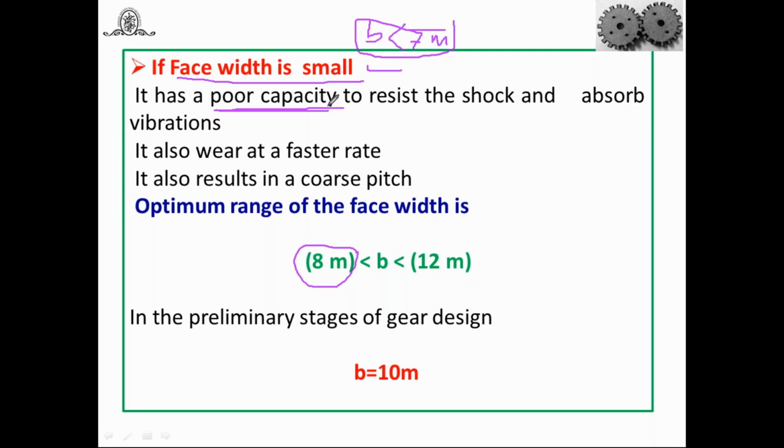And if the face width is small, the wear rate is faster. This is another reason, and it results in a coarse pitch also. There are two pitches, fine pitch and coarse pitch, which relate to the engagement of the gear teeth and to noisy or noiseless operation, like a nut and bolt. So that's why it should not be less than 8 m. Try to understand. This is one thing.